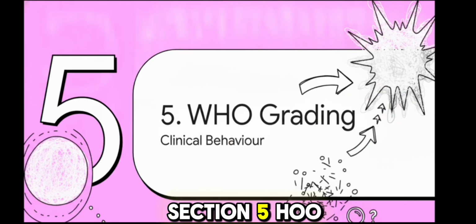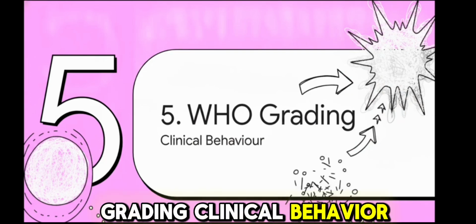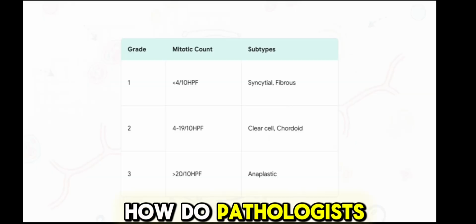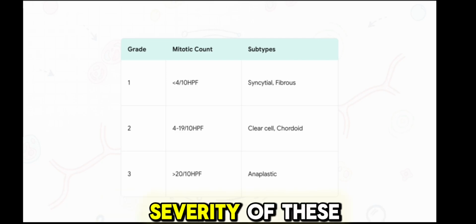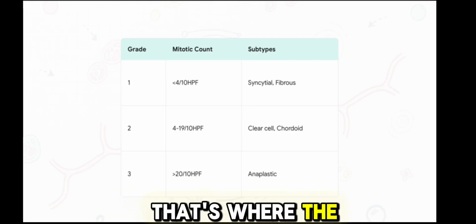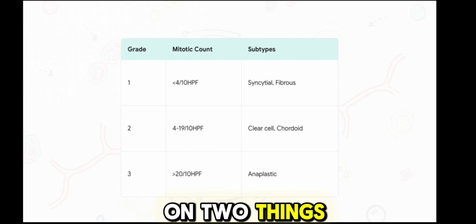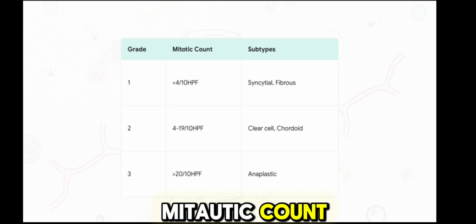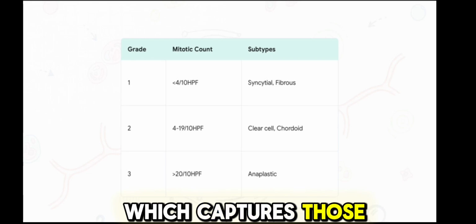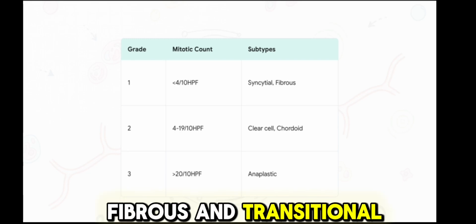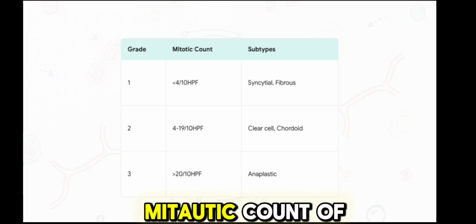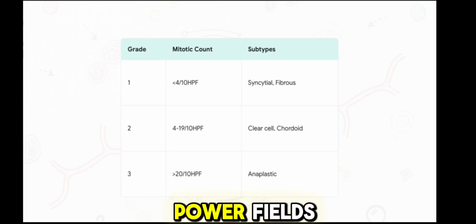Section 5. WHO grading and clinical behavior. So, how do pathologists actually categorize the severity of these tumors? That's where the WHO grading system comes into play. It's based primarily on two things: brain invasion and mitotic count. Grade 1, which captures those common syncytial, fibrous, and transitional subtypes we just discussed, has a low mitotic count of less than 4 per 10 high-power fields.